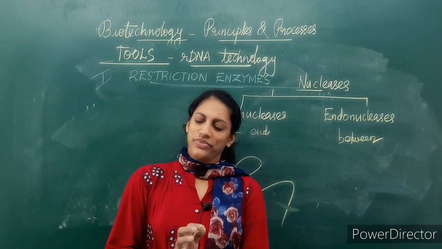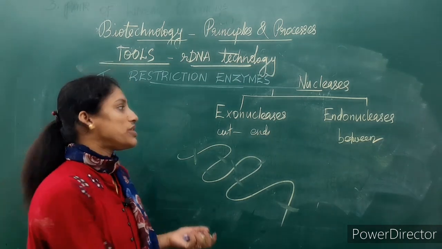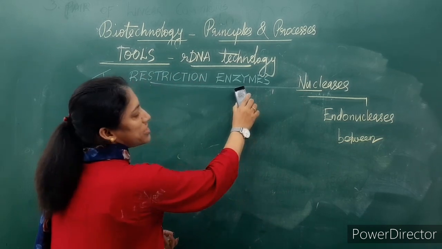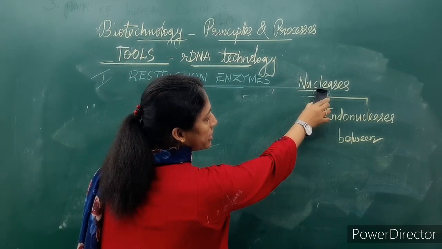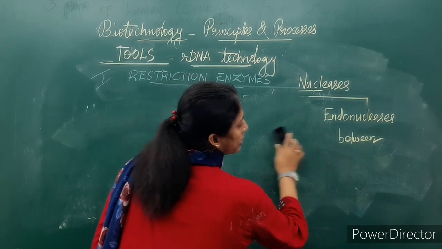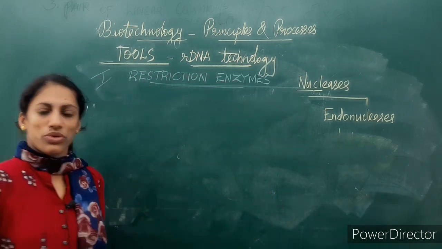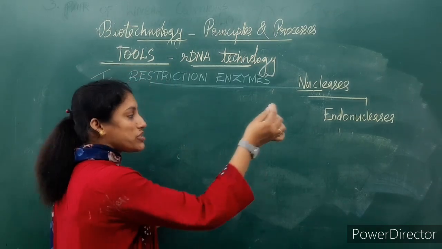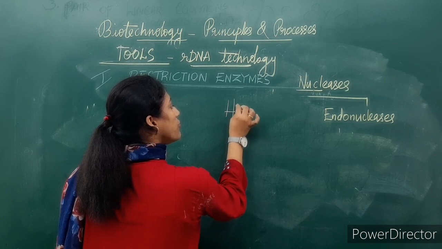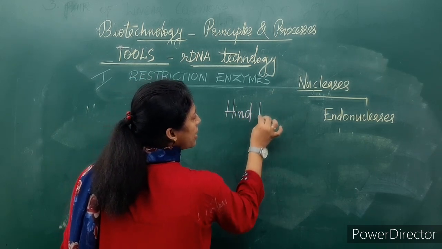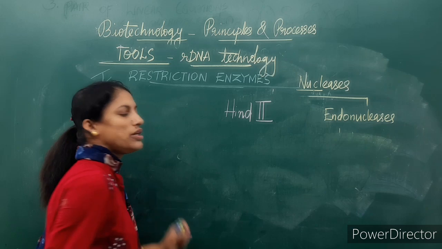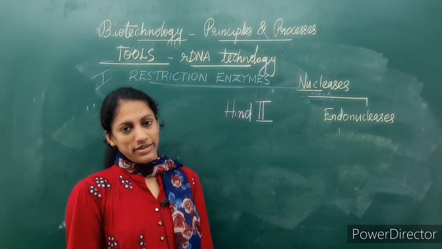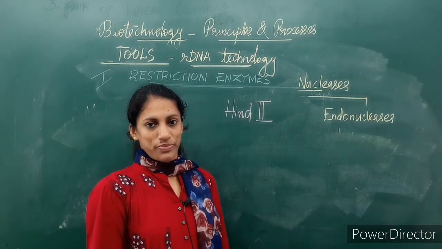I think it's clear. Then, which was the first restriction endonuclease enzyme discovered? Restriction enzymes come to the group nucleases, and endonucleases can make the cut in between. That is more useful for our genetic engineering work. Then, which is the first restriction enzyme discovered by scientists? It is HindII. The restriction enzyme which was discovered for the first time by scientists is HindII.